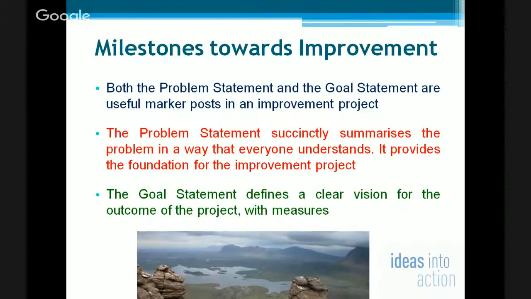the improvement project. The problem statement is a summary of the problem in a way that everyone understands, and it provides the foundation for the improvement project. It's a basis which everyone can buy into. The goal statement is the clear vision for the outcome of the project, what good will look like, if you like, with clear measures of what that vision should look like.